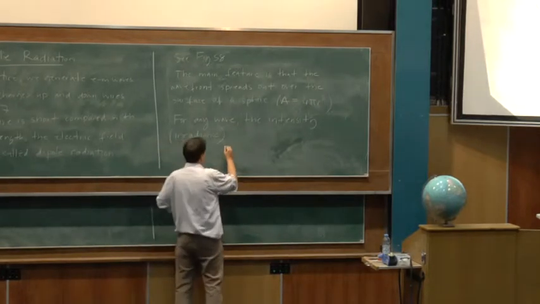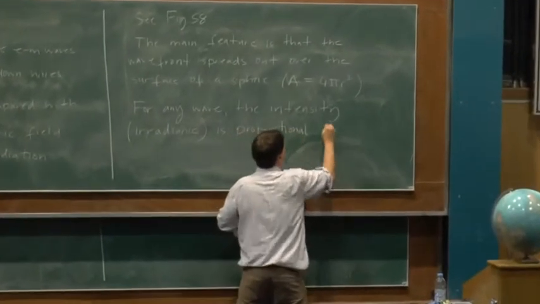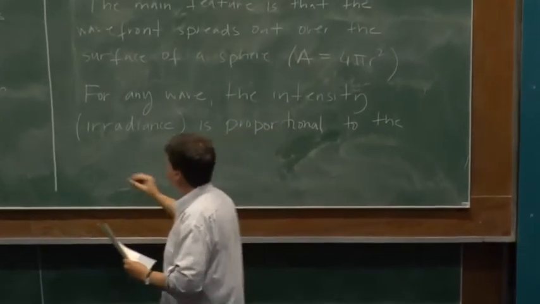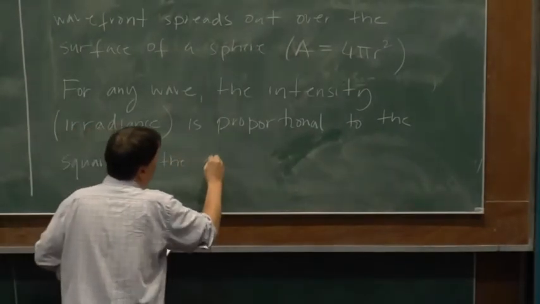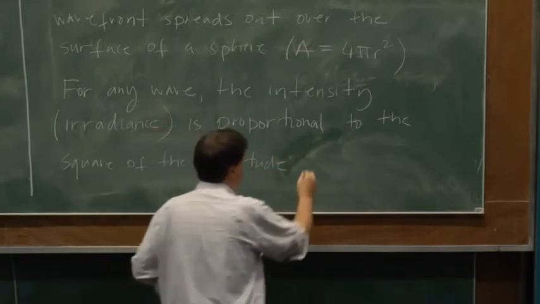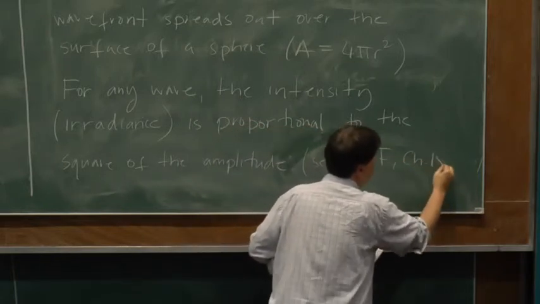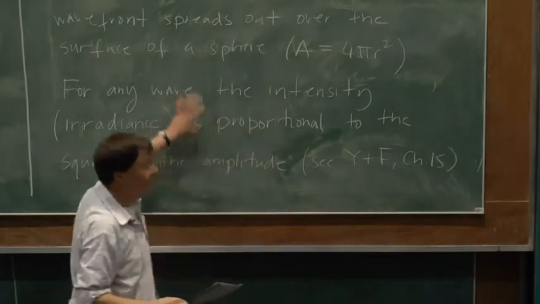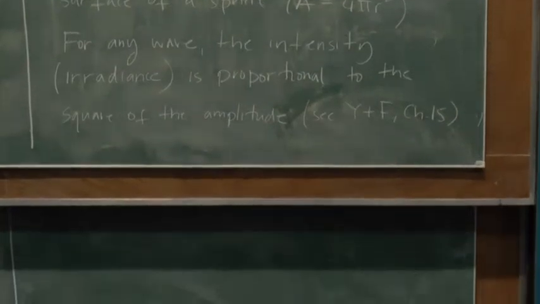The intensity is proportional to the square of the amplitude. And again, it's a long time since you did the Vibrations and Waves course last year. That's in the Young and Freedman textbook, chapter 15. This statement has got nothing whatsoever to do specifically with electromagnetic waves. The intensity is always the square of the amplitude of the wave.